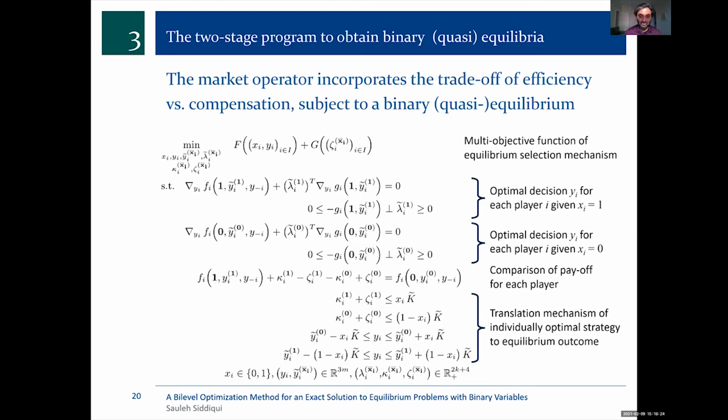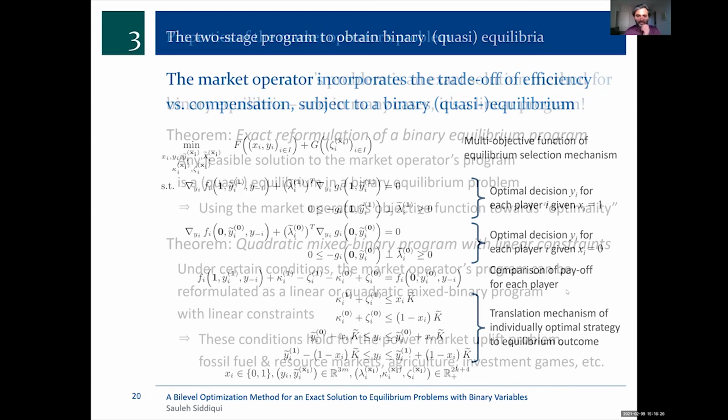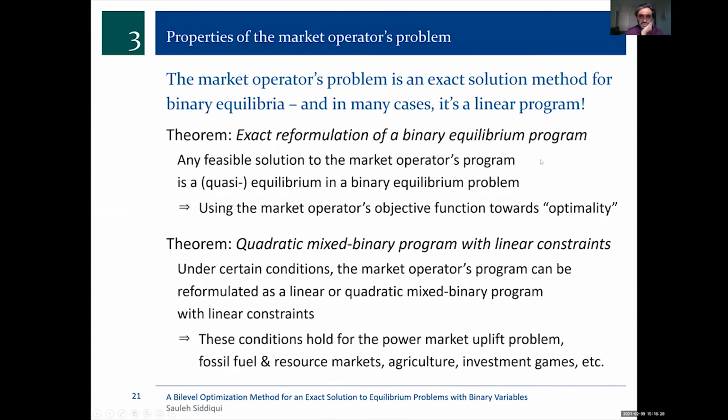And so I'll show you some of those results right now. I'm not going to go through the proofs of these, but essentially what you can show is that any feasible solution to the previous problem is a quasi-equilibrium in a binary equilibrium problem. So any feasible solution we get to the previous problem will be a quasi-binary equilibrium. However, under certain conditions, we can write this as a linear or quadratic mixed binary program. And those conditions aren't very harsh. They're better than the conditions used today.